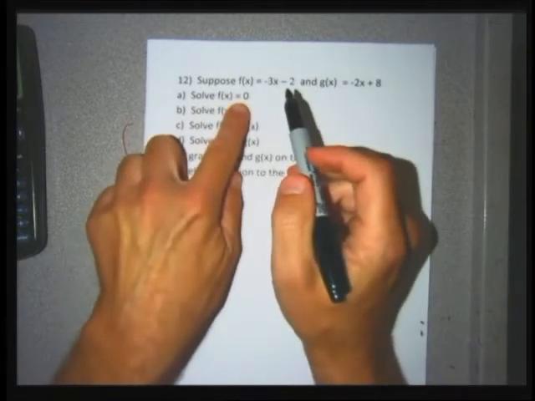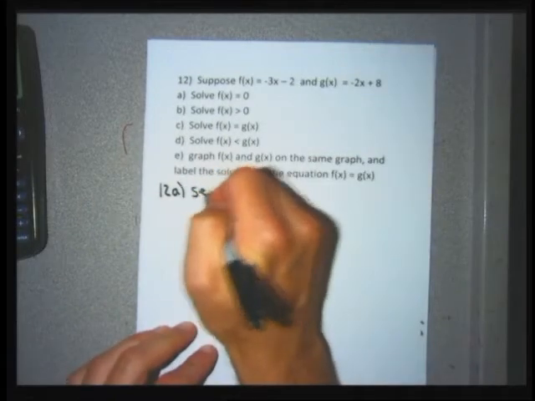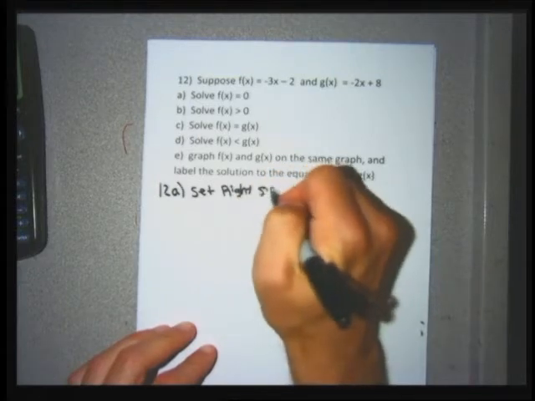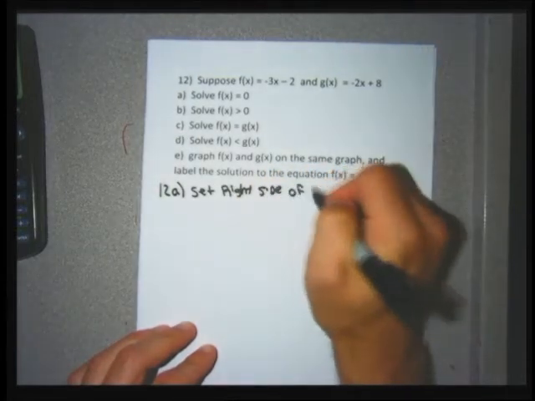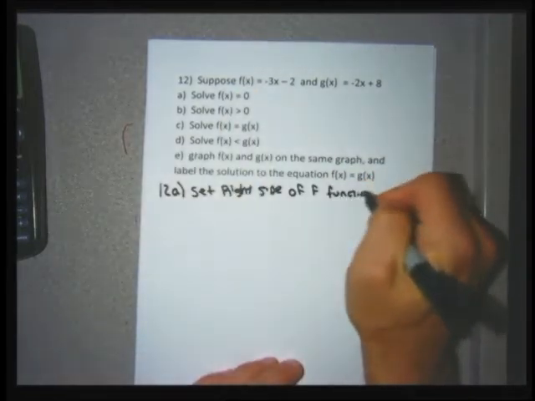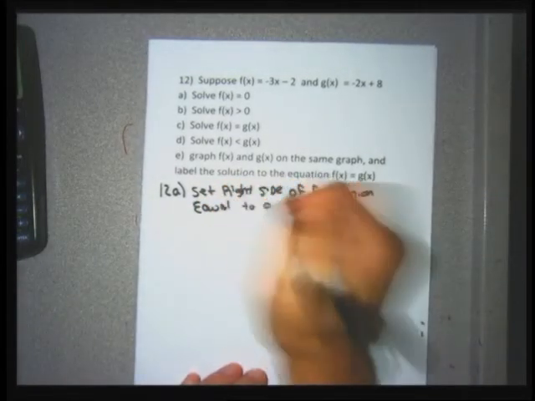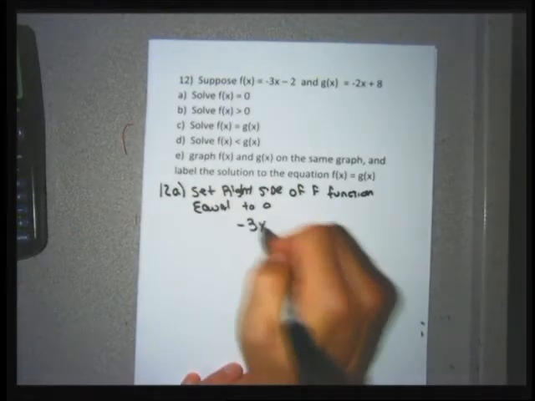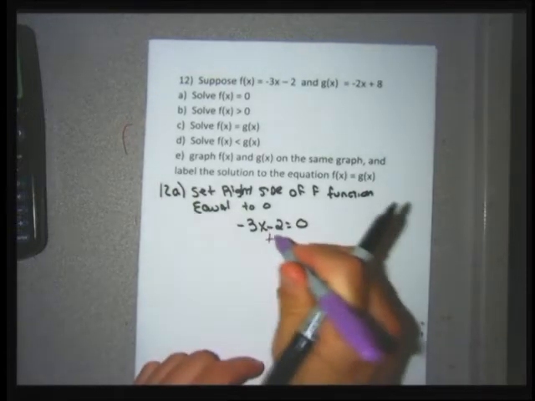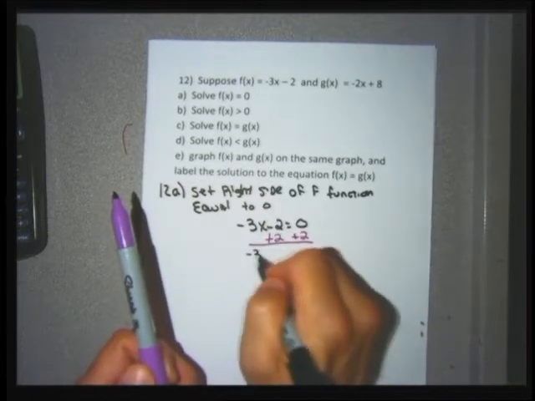Question A says find out where f of x equals 0. What we need to do is set the right side of the f function equal to 0 and solve for x. So I'm just going to go negative 3x minus 2 equal to 0. I'm going to add 2 and divide by negative 3. There's no square, so I'm not worried about factoring when I'm doing this.